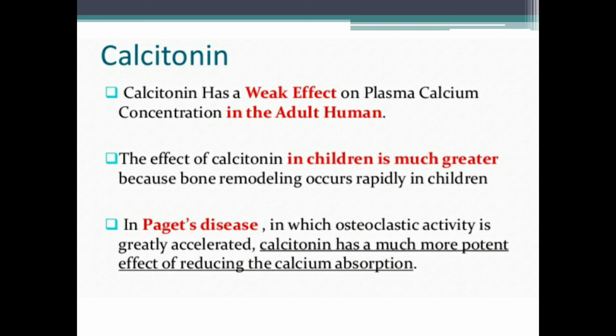If osteoclastic activity is more, what does that mean? The bone resorption will be more. So calcitonin has a much more potent effect of reducing the calcium resorption. In Paget's disease, the osteoclastic activity is more, so there is calcium resorption from the bone, and calcitonin reduces this calcium resorption.